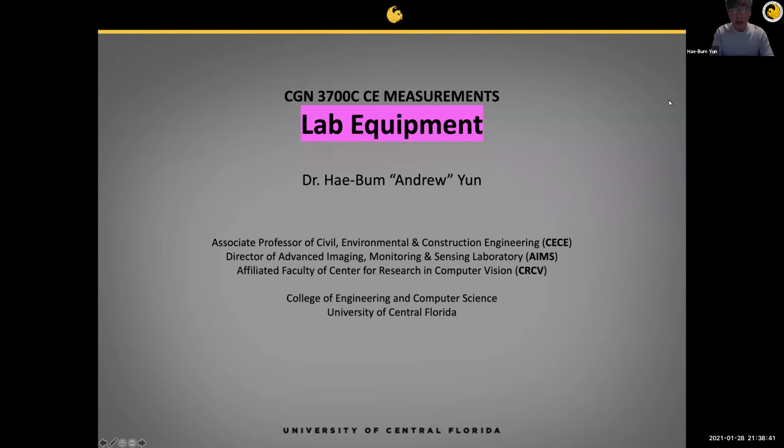Hello everyone. This class has a lecture component and a lab component, and the lab component is very important in this course. When you do the lab, we will learn how to use different land surveying equipment. On this slide, I'm going to explain what kind of equipment we're going to use for the different labs.